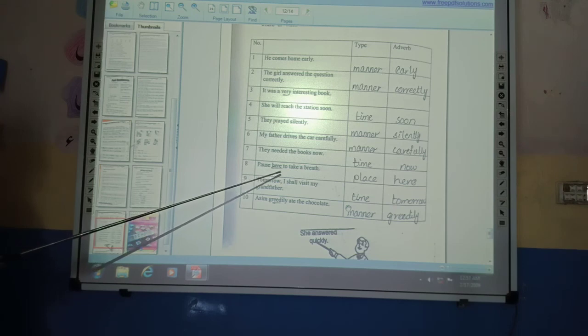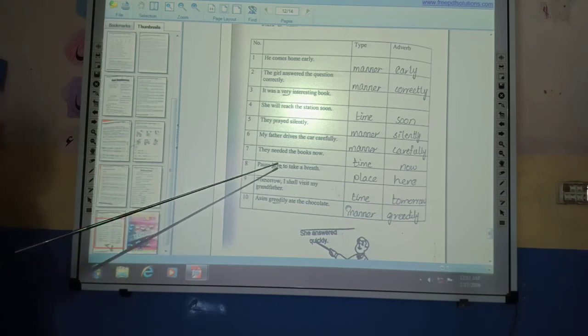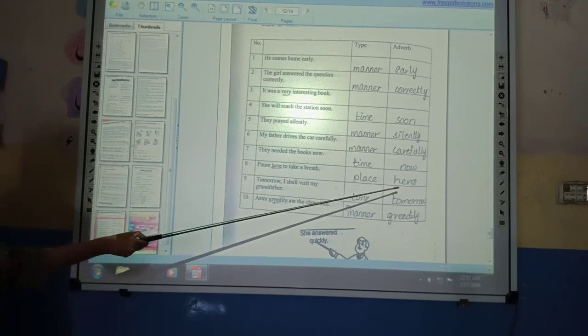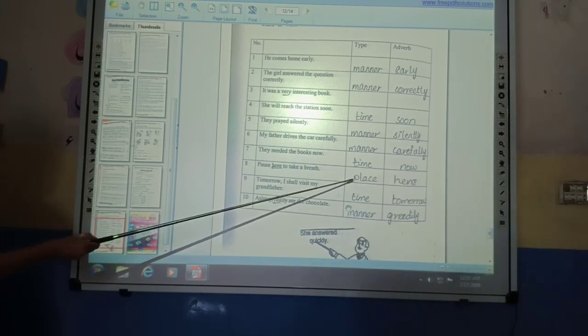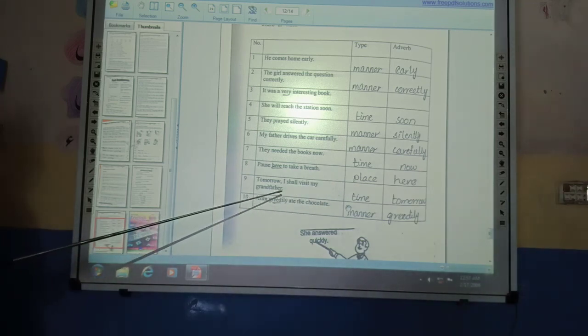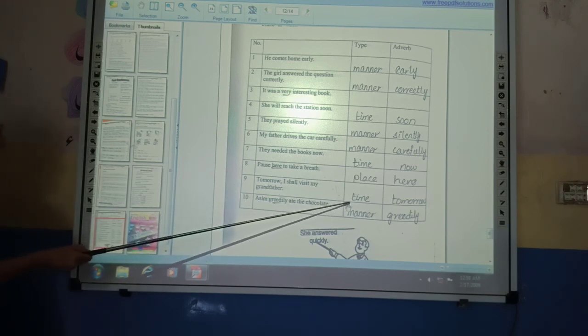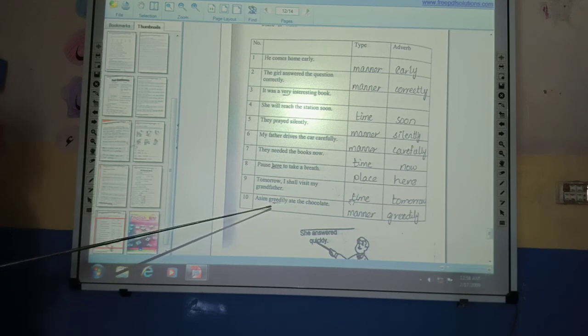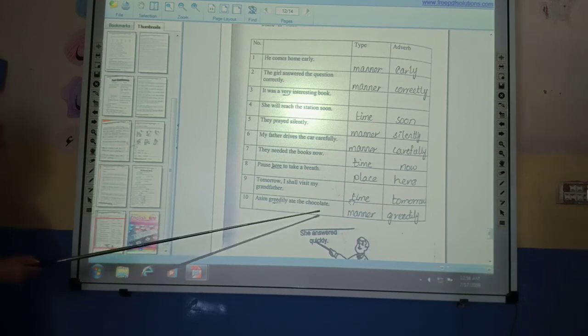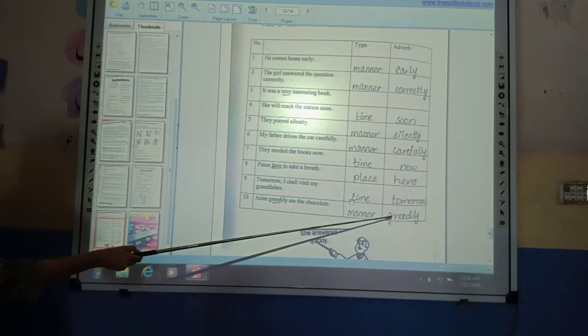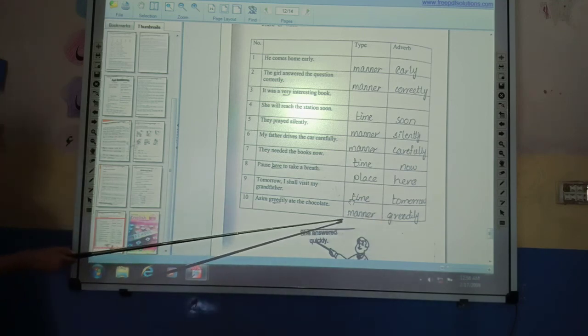Pass here to take a breath. So here is the adverb and this is the adverb of place. Tomorrow I shall visit my grandfather. Tomorrow is the adverb and this is the adverb of time. Asim greedily ate the chocolate. Greedily is the adverb and this is the adverb of manner.